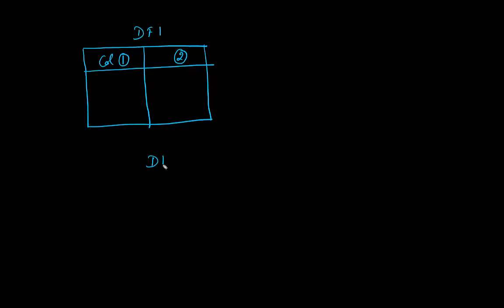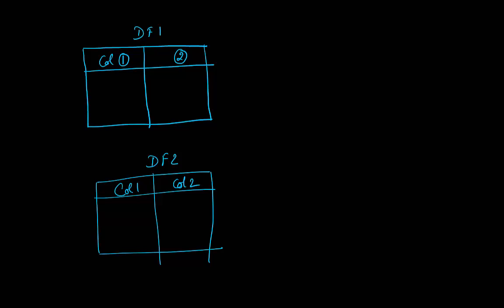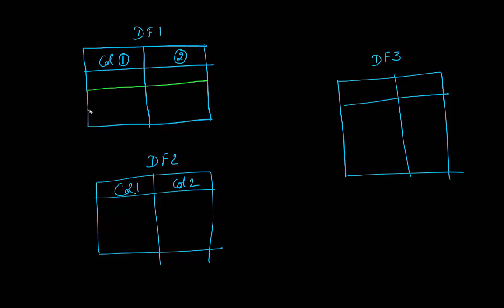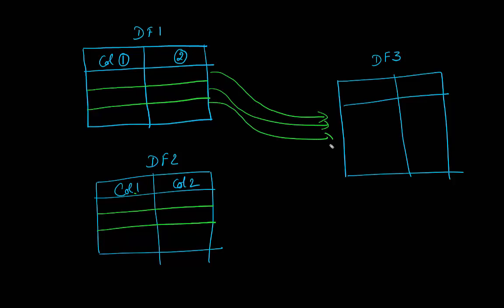Say column 1 and column 2. And then we have another data frame, df2. This has column 1 and column 2. We want to create a new data frame 3 by combining rows from data frame 1 and rows from data frame 2. So we want all of these rows in this data frame: row number 1, 2, 3, and then 4 from this data frame, 5 and 6. This is one way of merging two data frames, and we are going to explore all the different ways of merging data frames.